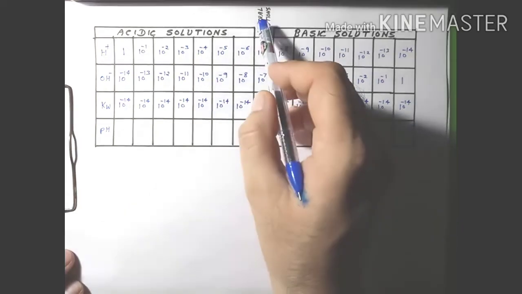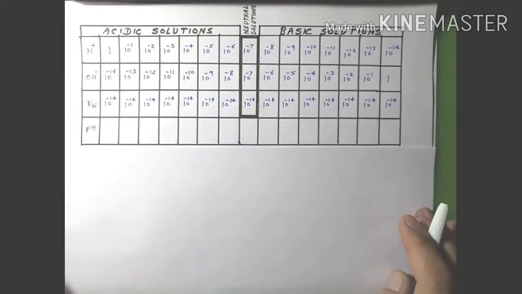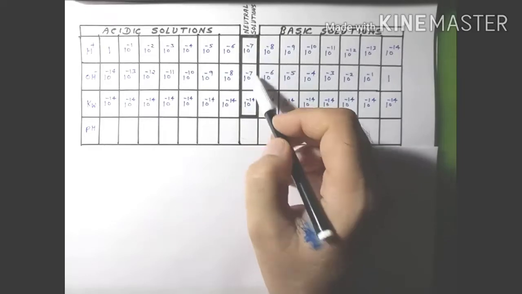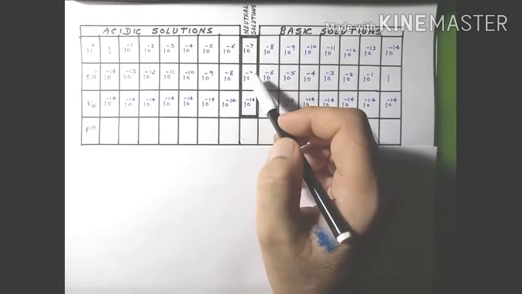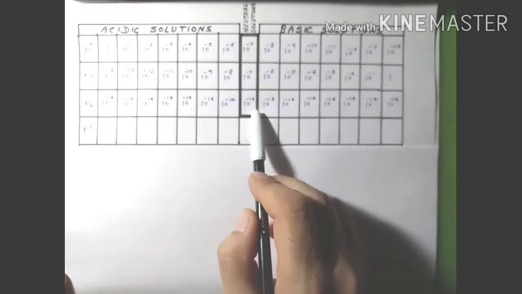Now we come to that point, Sorensen. What did he say? ये बीच का जो solution है, that is neutral. देखिए, this middle concentration, water, 10 to the power minus 7, 10 to the power minus 7 and 10 to the power minus 14, these solutions are called neutral solutions.